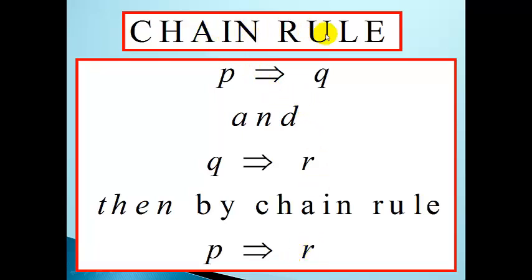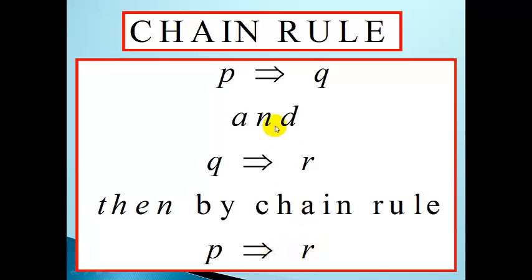Now let's look at the chain rule. P implies Q, and Q implies R. So P implies Q, and this same Q implies R. If it happens like that, then by the chain rule, we can say that P implies R.